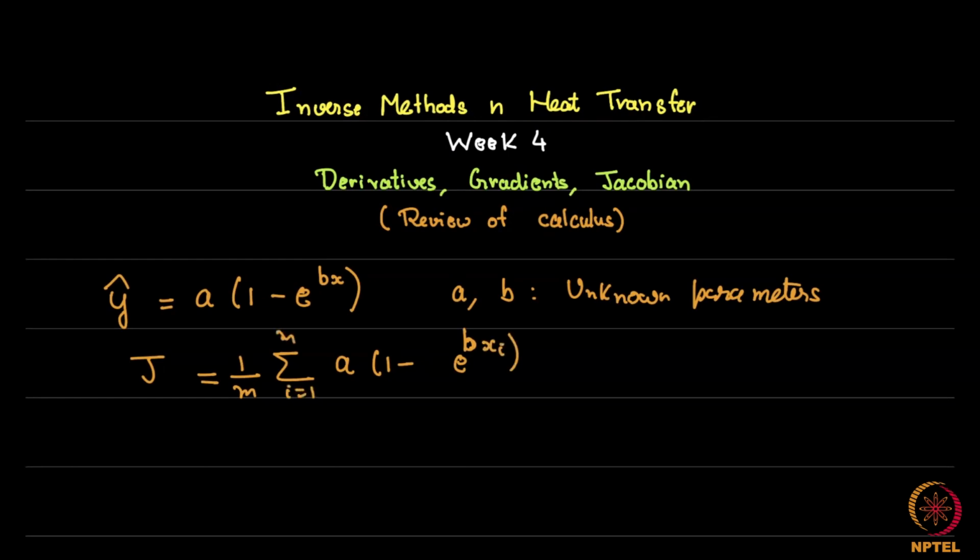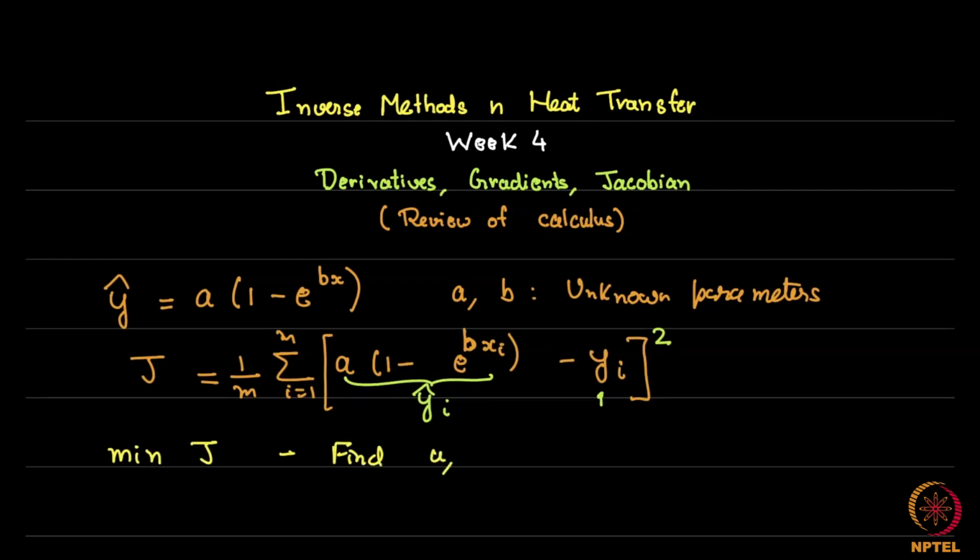Very similar to linear regression, except now we use this as y hat and this as yi. So remember, this is y hat i. So this is the prediction, this is the truth, and this we square and we sum this up. And what we want to do is, of course, find the minimum of j. So we want to find a and b that minimize j.